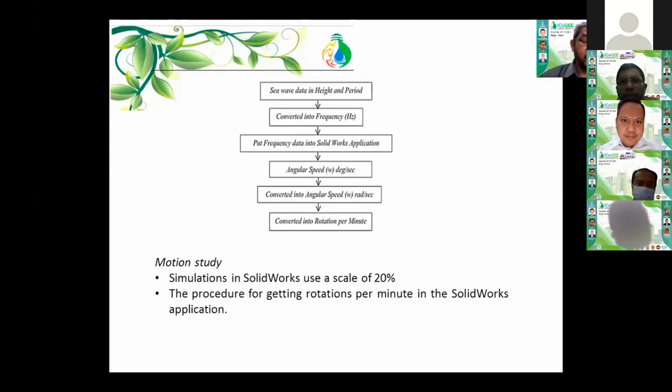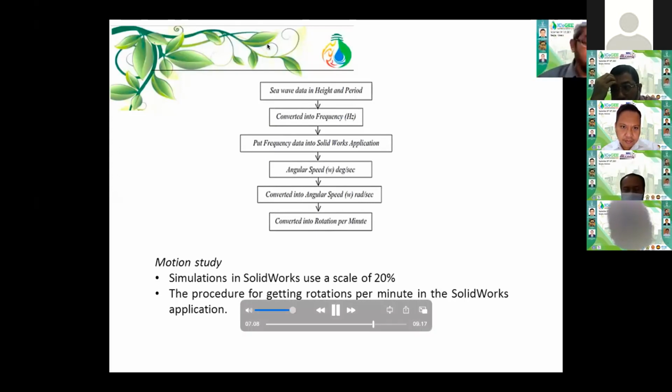The procedure for getting rotation per minute in the SolidWorks application: first, the sea wave height data is converted to the frequency, which is entered into the SolidWorks application, and then the angular speed will appear, which is then converted into rotation per minute after converting the units of degree per second to rad per second.